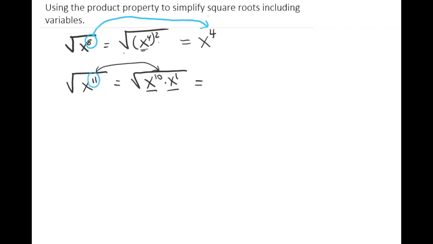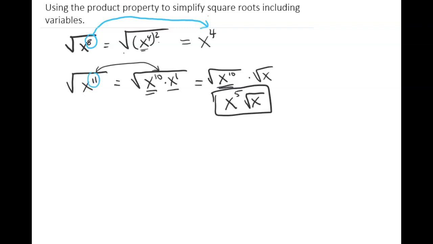At this point, I can use my product property and split that out into the square root of x to the 10th times the square root of x. X to the 10th is a perfect square. I can take the square root of it, and I get x to the 10 divided by 2, or x to the 5th. And I still have times the square root of x. That is as far as I can go, but it is considered simplified because I found a perfect square factor and was able to evaluate it. Let's look at another example like that.